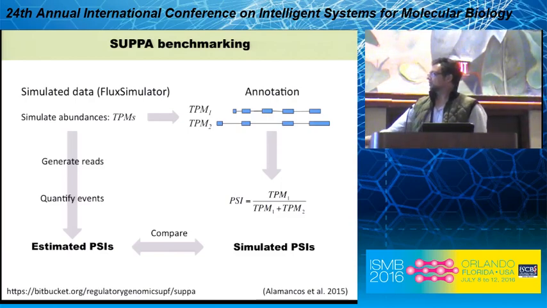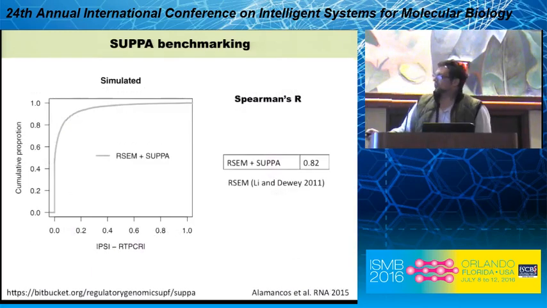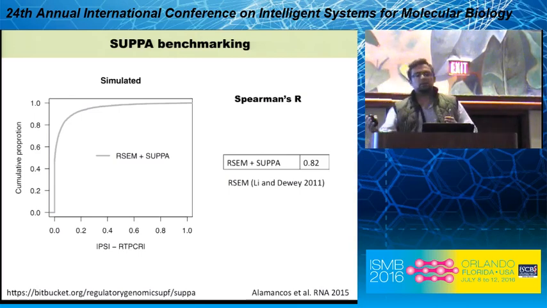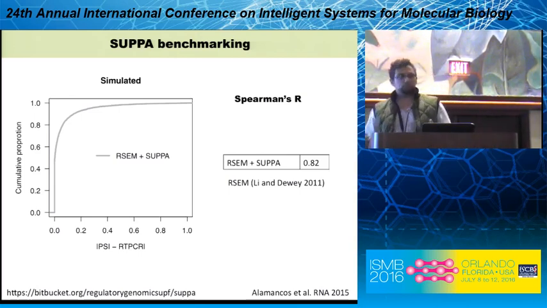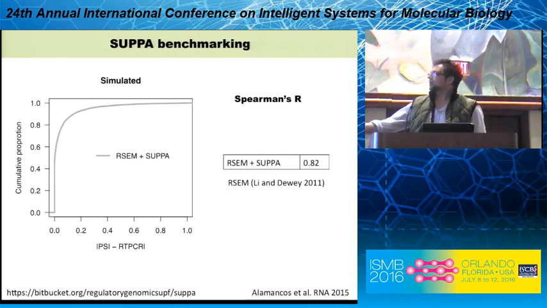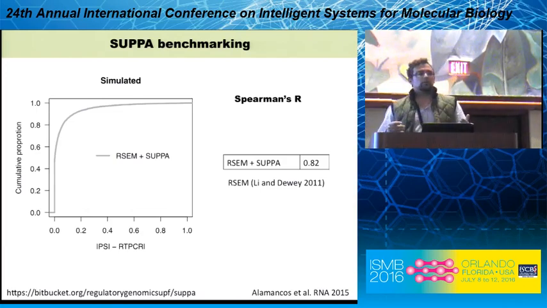We needed to compare estimated and simulated PSIs, and we generally use two measures. One is a classical correlation, in this case the Spearman's R between the two PSI values. The other is a measure of distance, using the absolute difference between the simulated and estimated PSIs and the cumulative proportion of that, so we can have an idea of how far we are from the actual true value of the PSI, even though correlation might tell you one thing or the other.